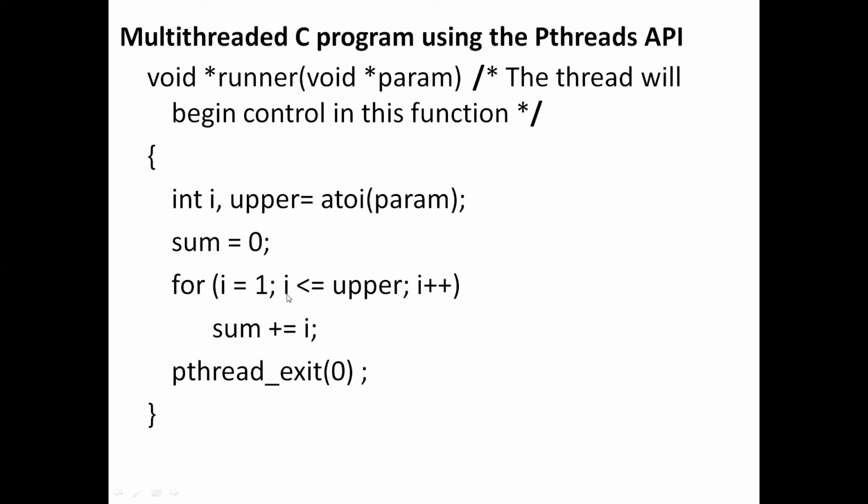Now we need to check the condition whether 2 is less than or equal to 3. Upper is holding the value 3. Here in this condition we check whether 2 is less than or equal to 3. It is true, right? 2 is less than or equal to 3. So control will come inside.